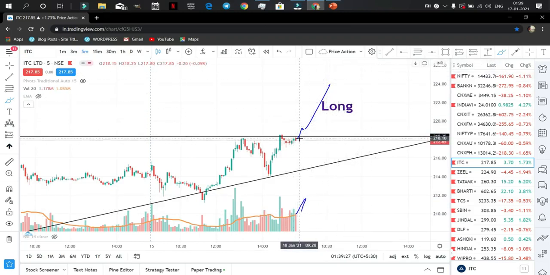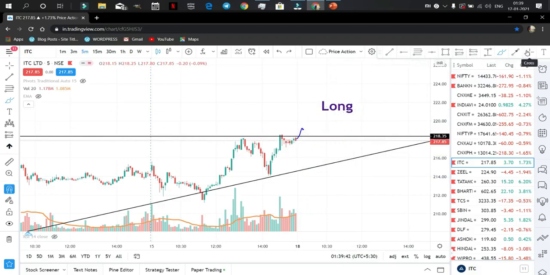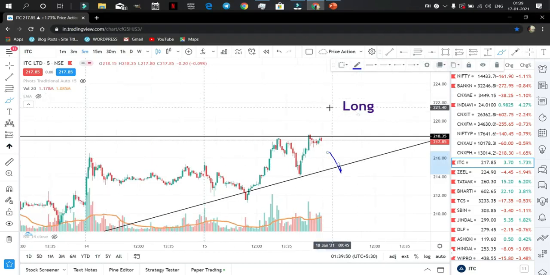The second scenario is it can open flat and go down, take a support at this region, and then go back up. Now again, here there are another few possibilities. It could give a breakout or it could go down again. And finally, the third scenario is it could open gap down and it could break this trend line. So these are the few scenarios that can happen in ITC.